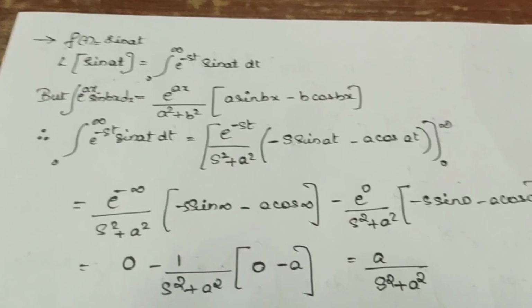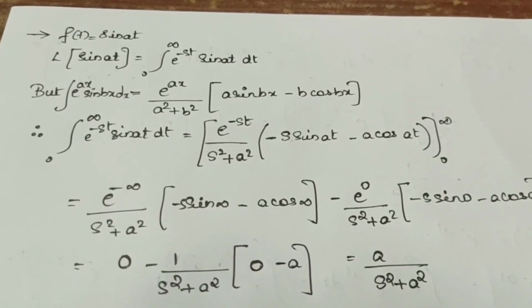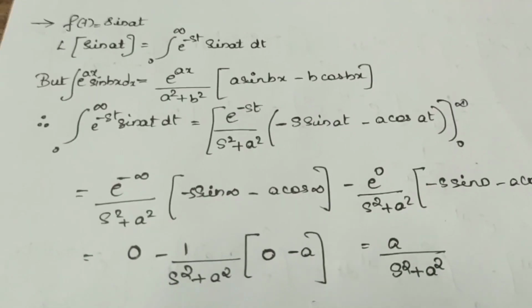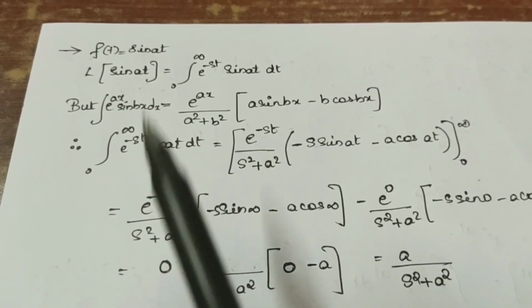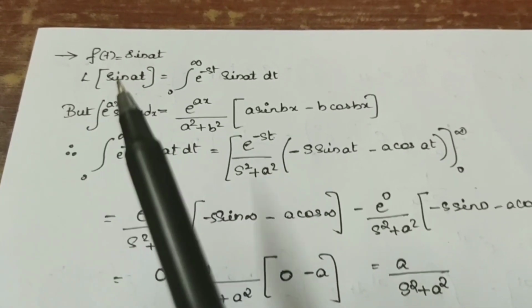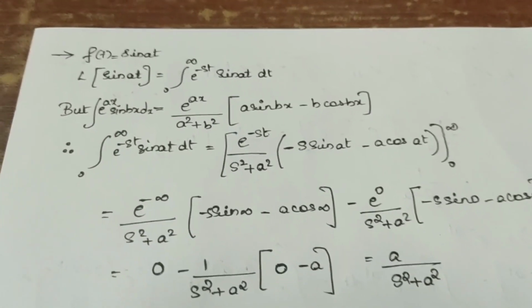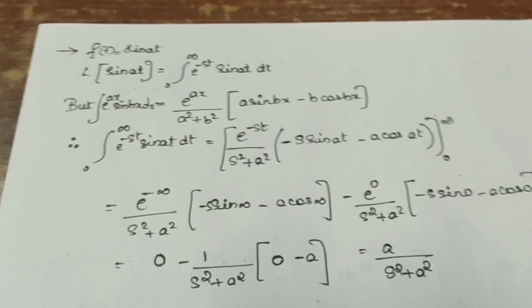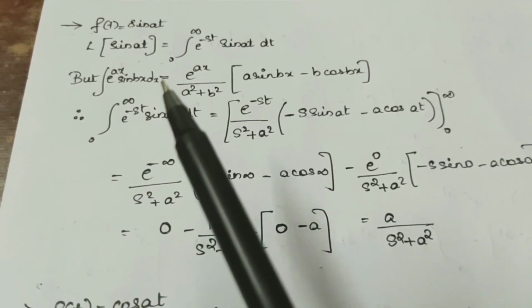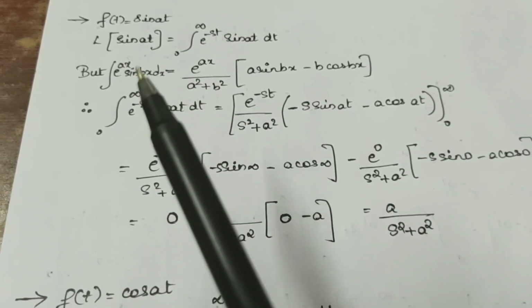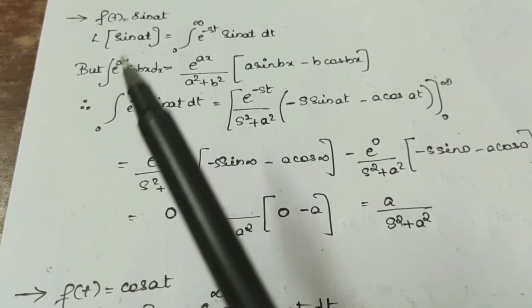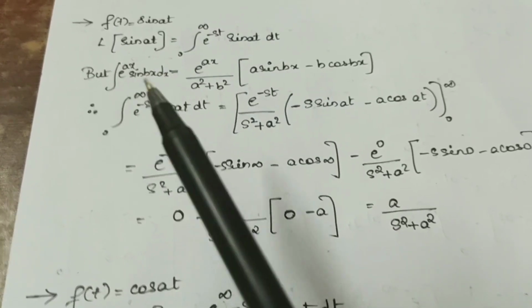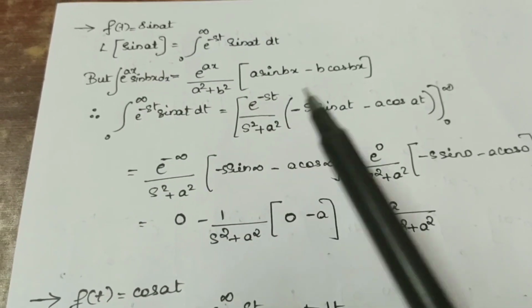How can we forget our friends, sine and cos functions? So let's see how to get the Laplace transforms of sine at and cos at. So first, let's consider sine at. So Laplace of sine at equal to integral 0 to infinity e raised to minus st sine at dt. But we have a general formula for finding out integral e raised to ax sine bx dx. So this is of this format, right? So we can use this general formula.